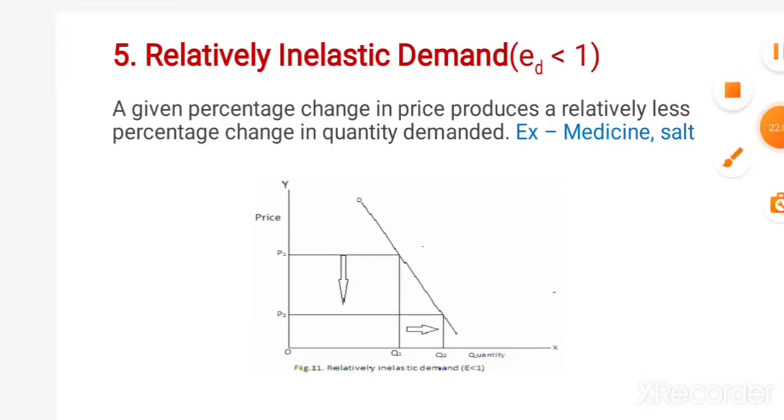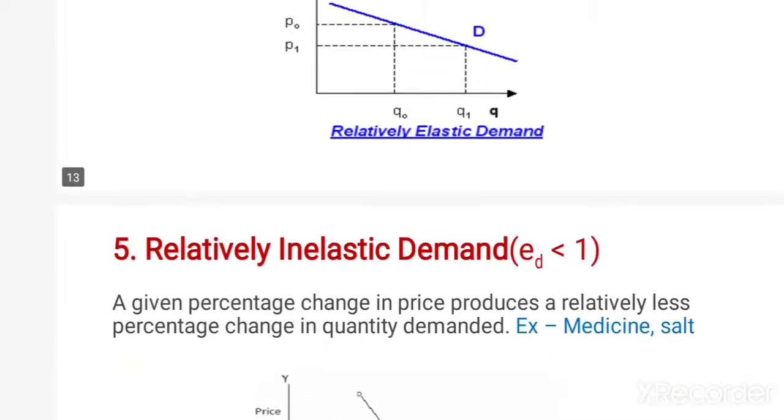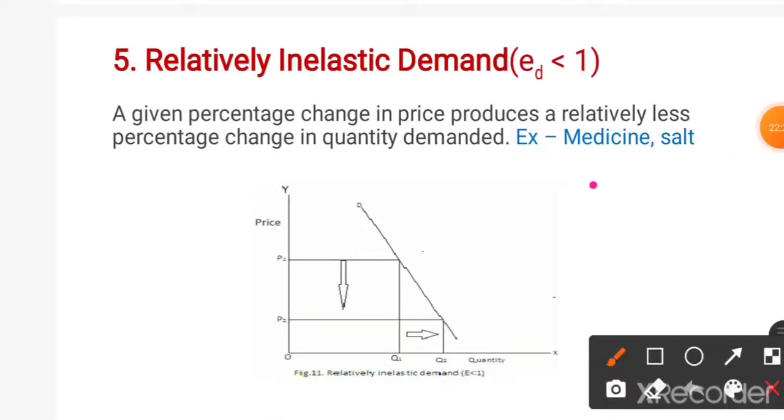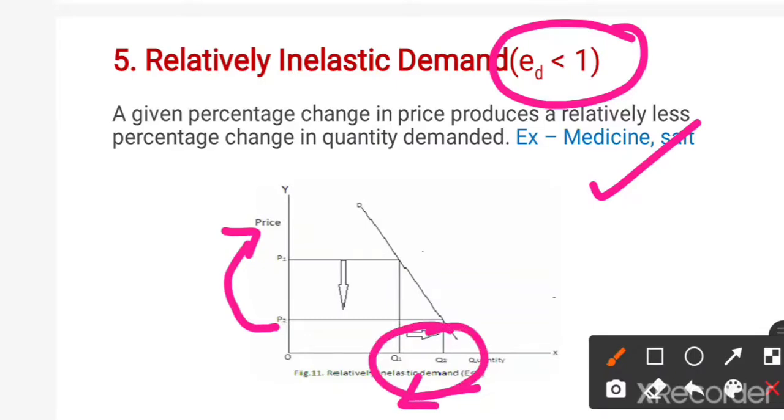Next one is relatively inelastic demand. It is opposite to relatively elastic demand. Here there will be more change in price and less change in quantity demanded, whereas there, less change in price and more change in quantity demanded. That is the only difference. An example for this is medicine. Even if they increase the price of medicine, your quantity demanded will not change, because medicine is a necessary good for you. Salt is also the same. That's why the elasticity of demand is less than 1. For commodities where quantity demanded changes by a smaller amount with respect to price, it will be less than 1. If it changes more, the elasticity will also be more.